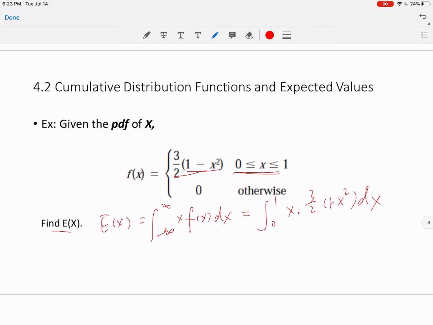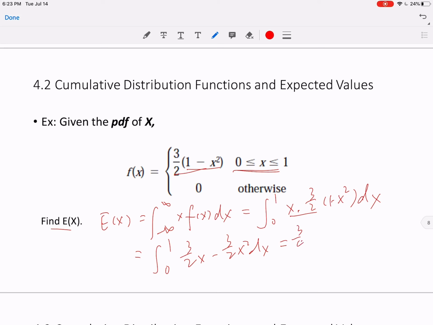Okay? And then we just go ahead to do the calculation here. That would be equal to the integration from 0 to 1. And if we distribute this thing to the parentheses, it's going to be 3 over 2x minus 3 over 2x squared dx. And then that would be equal to, we just need to apply the power rule, right? So that would be 3 over 4x squared minus 1 over 2x cubed. And then, I'm sorry, I made a mistake here. So it should be, this is not right.